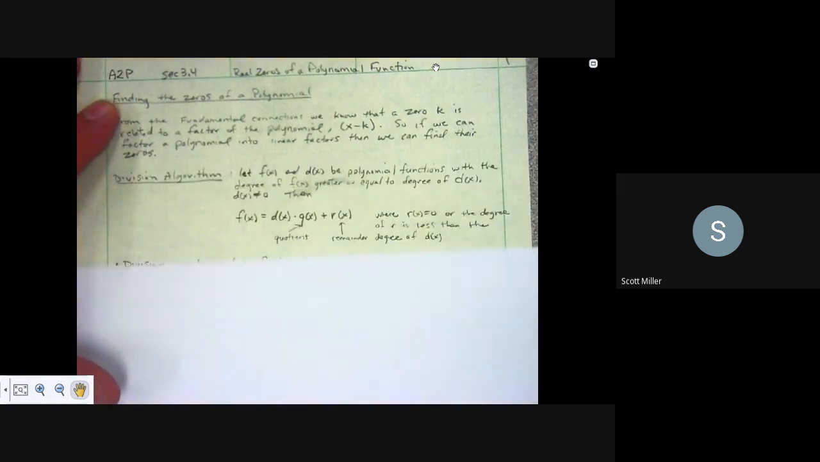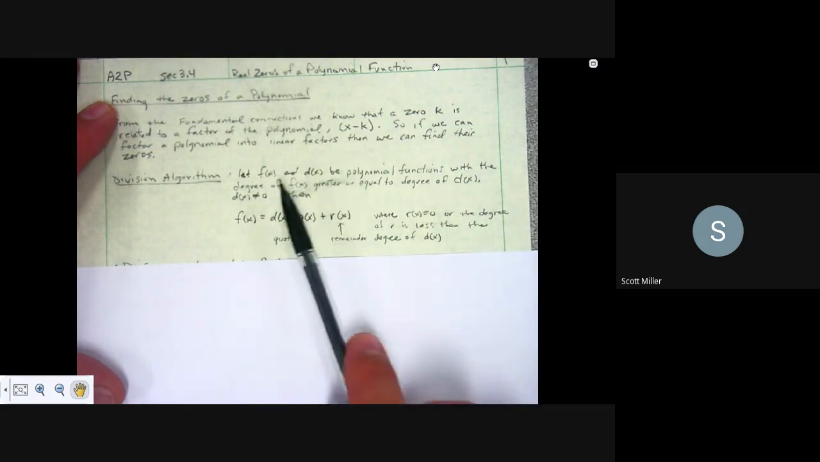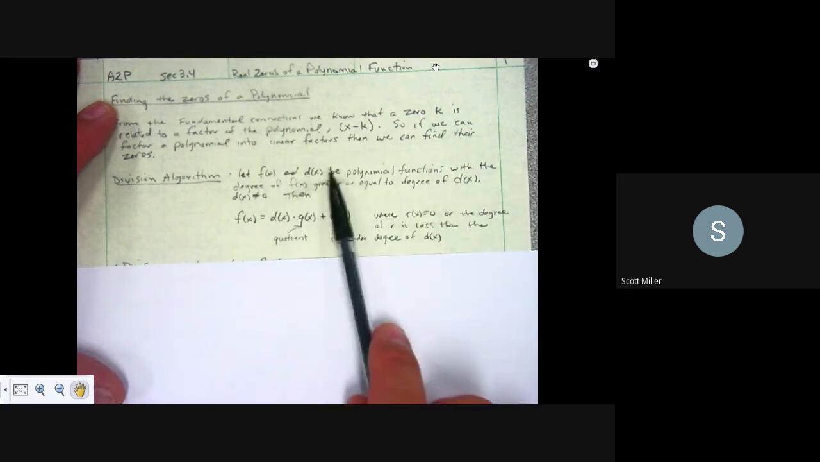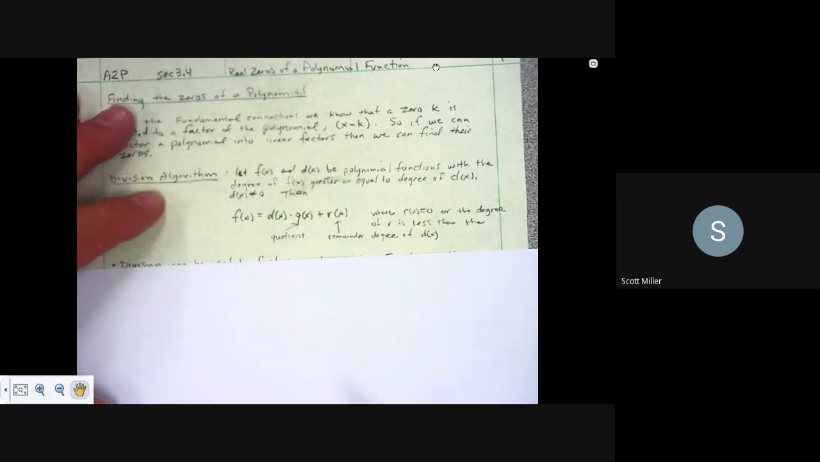So here's the division algorithm we talked about in the division video. If I'm going to divide two polynomials, f and d, with d being called the divisor, then the function f can be broken up into the divisor times the quotient plus the remainder. And if you think back, this is what you did back in grade school. You did long division, you got a number up on top, you may or may not have had a remainder, and that's what this is referring to.